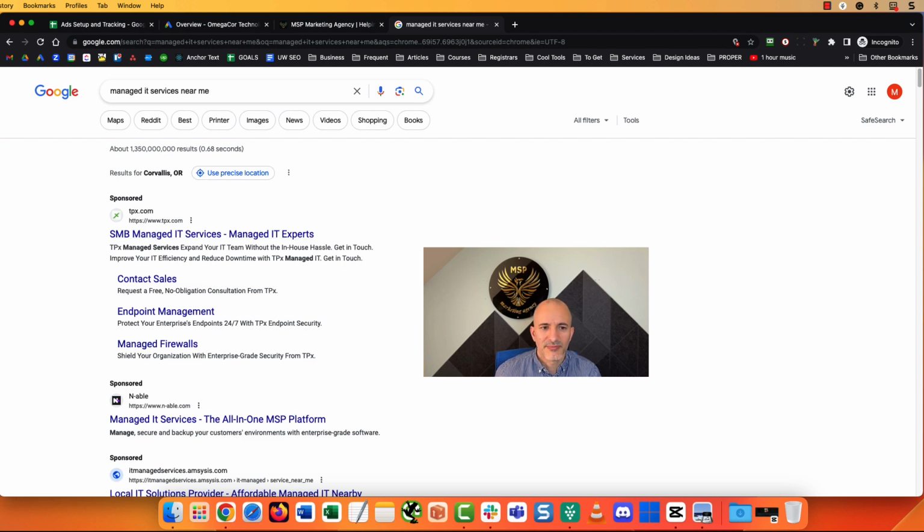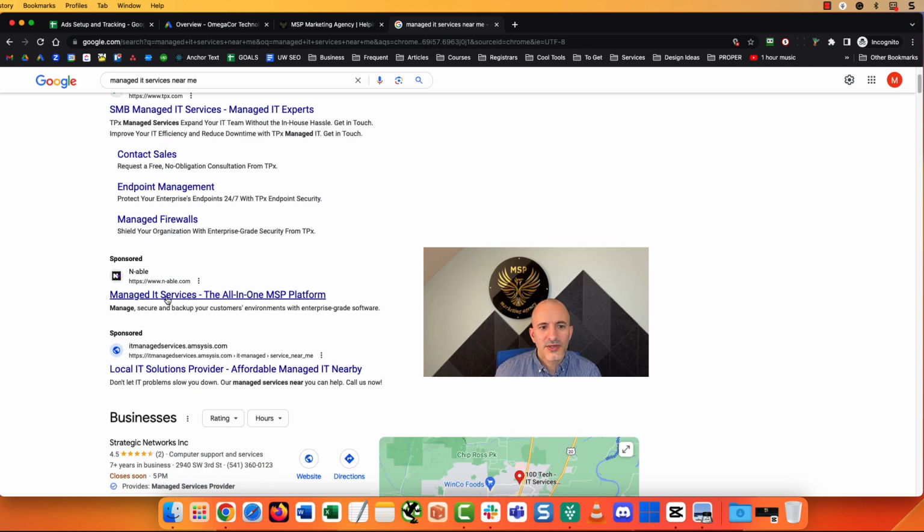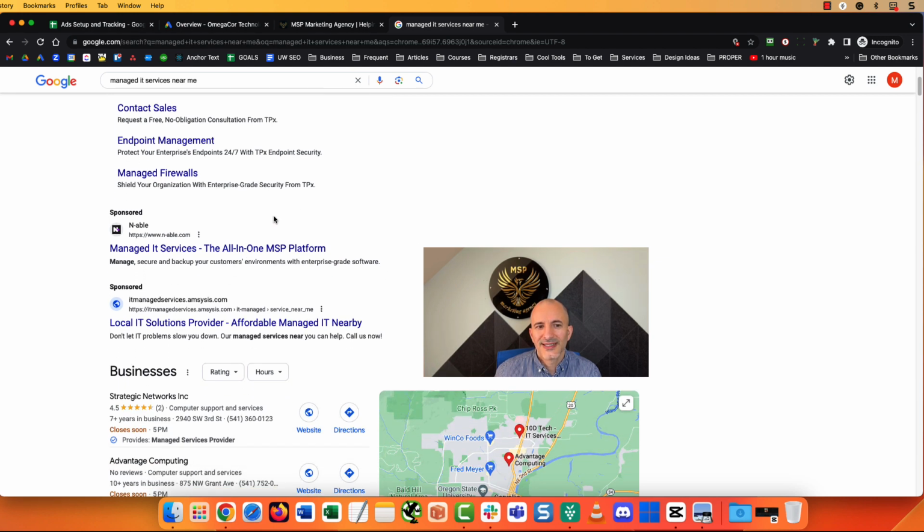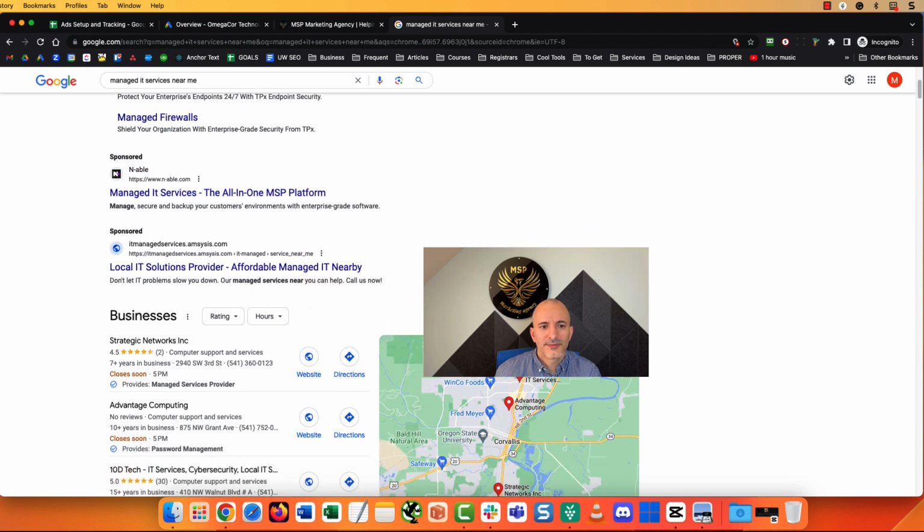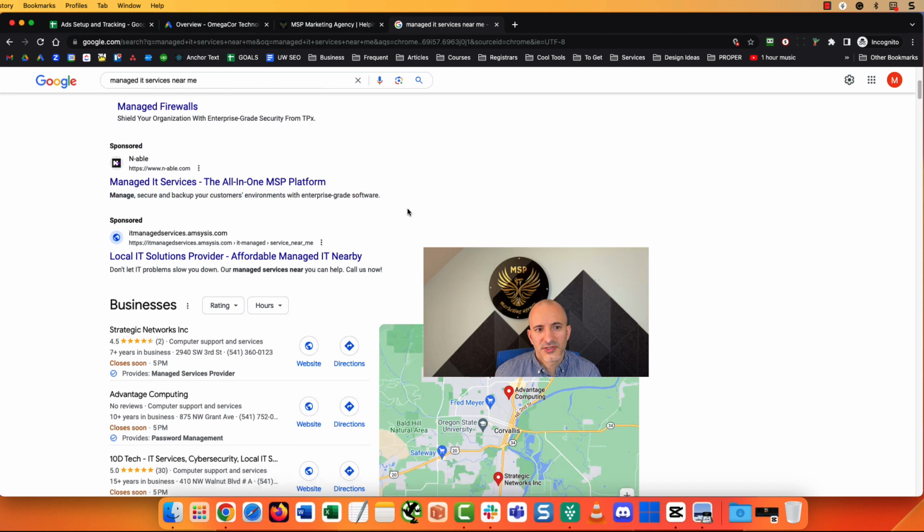This is pretty simple, right? The next one, managed IT services, the all-in-one MSP platform. In this case, this is very interesting because they are trying to capture people that are looking for the services with a platform, which is weird, but I'm not sure there's a lot of them. Then, secure and backup your customers' environments with enterprise. So this seems to be targeting MSPs, which is interesting.